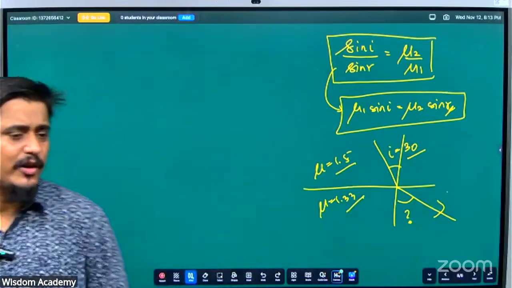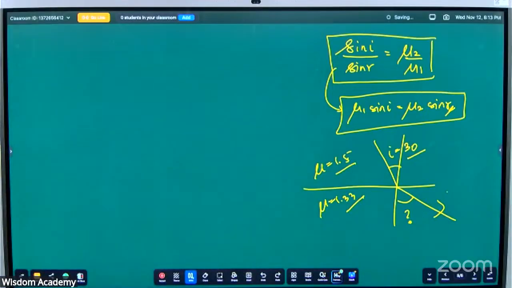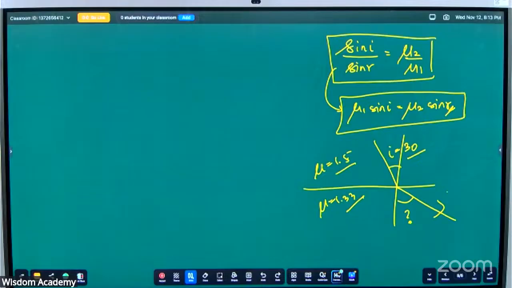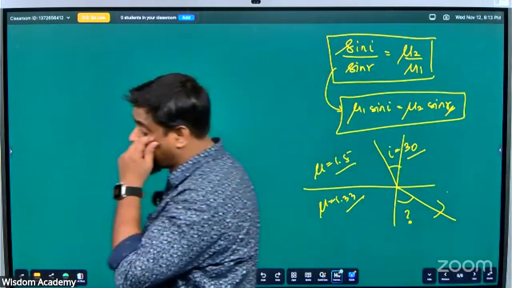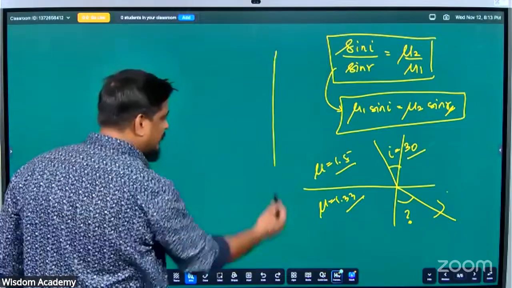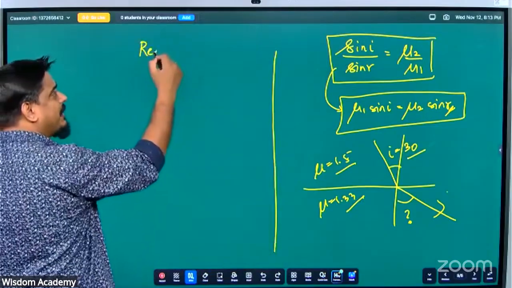So Snell's law is used to find the sine of the angle of refraction easily by understanding this: mu1 sine i is equal to mu2 sine r. Expect questions to come from here, where they will give you one angle, and by this knowledge you can find the other angle. Then in this chapter comes the next concept, which is of real and apparent depth.